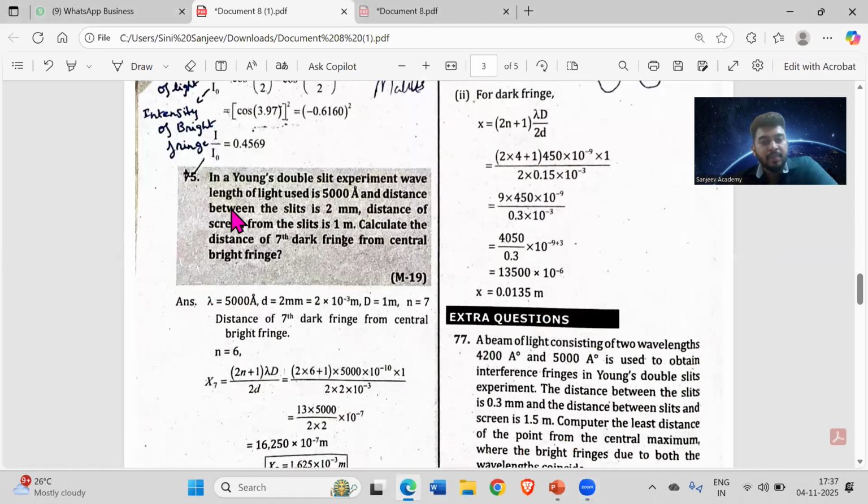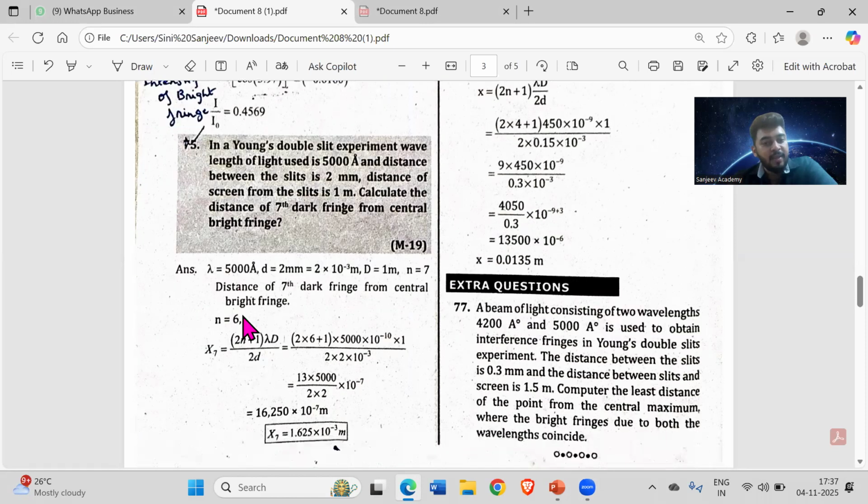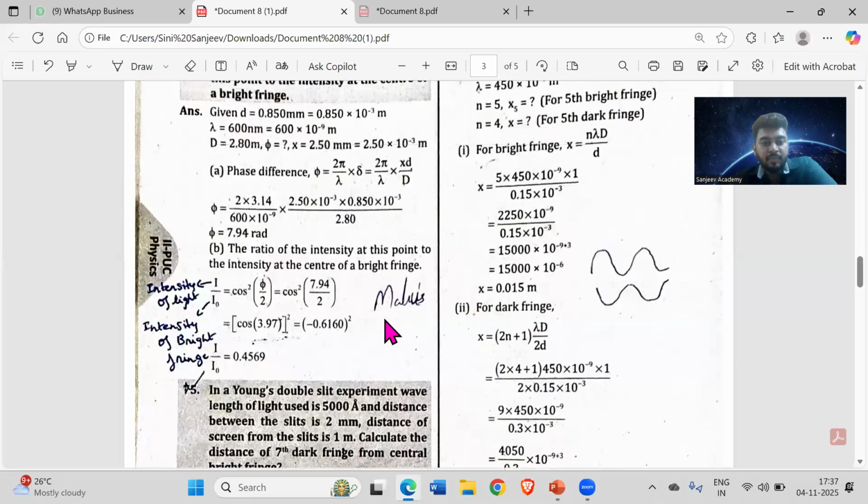Substitute everything and you will get the answer. Let's take this question. See here, calculate the distance of the seventh dark fringe. So I should not put n equal to 7, I should put n equal to what? 6. Subtract 1. Rest everything is given in the question only. Wherever millimeter or anything is there, convert to meter, multiply by 10 power minus. Distance of screen from the slit, so capital D, 1. Like that you can easily substitute and get all the answers.